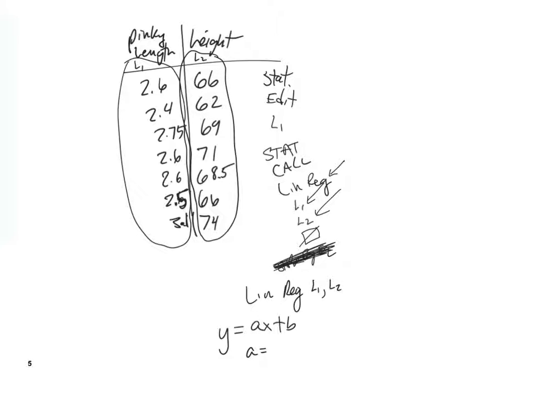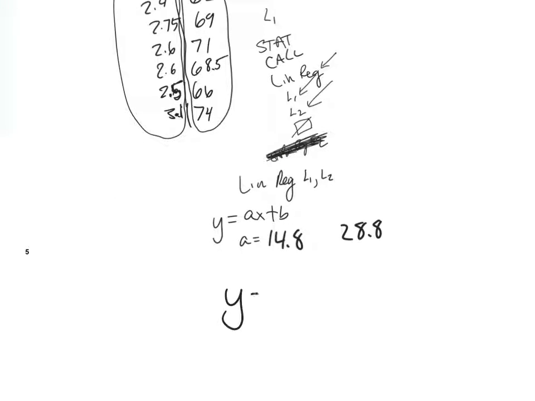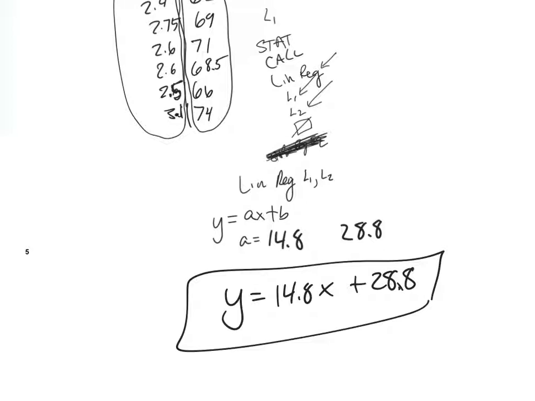Unless, would it round to 14.9? No. Okay, 14.8 for our A. And what's our B? 28.8. Would it round to anything? That is rounded. Okay, good. Then let me strongly encourage you to actually write it out as its complete equation, 14.8x plus 28.8, because that's what we would ask for on the test: what is the linear regression equation? And you'd write out y equals 14.8x plus 28.8.